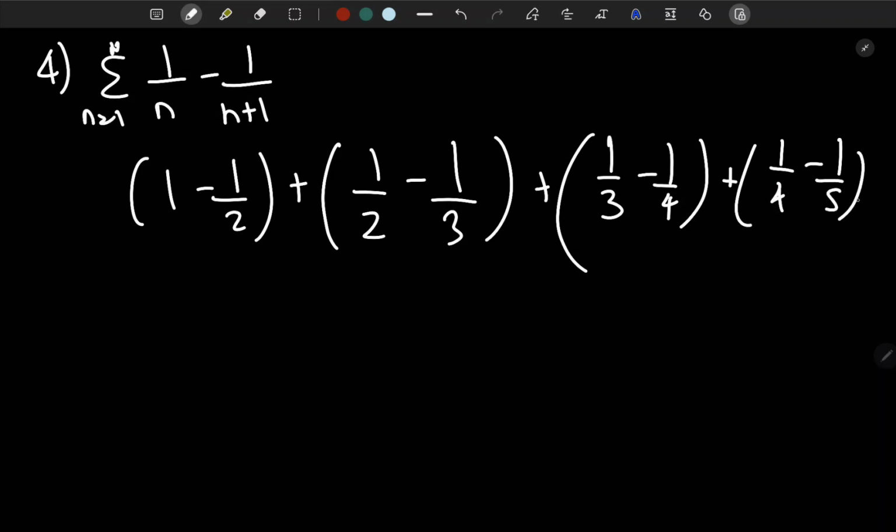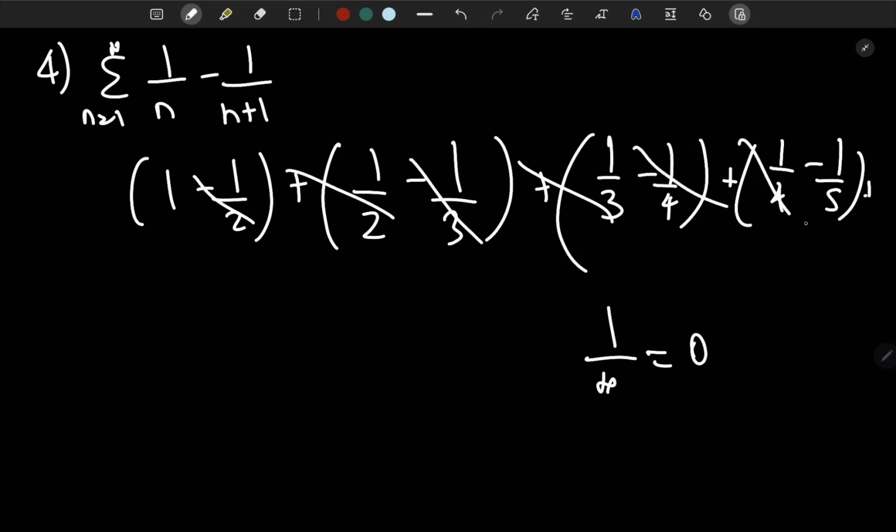Minus 1 over 5, and so on. So do you notice something over here if you look at it? Here we have minus half, and we have plus half over here, and we have minus 1 over 3, and we have plus 1 over 3, and this pattern continues until we have 1 over infinity, which is so close to 0 that we can say that this is 0.